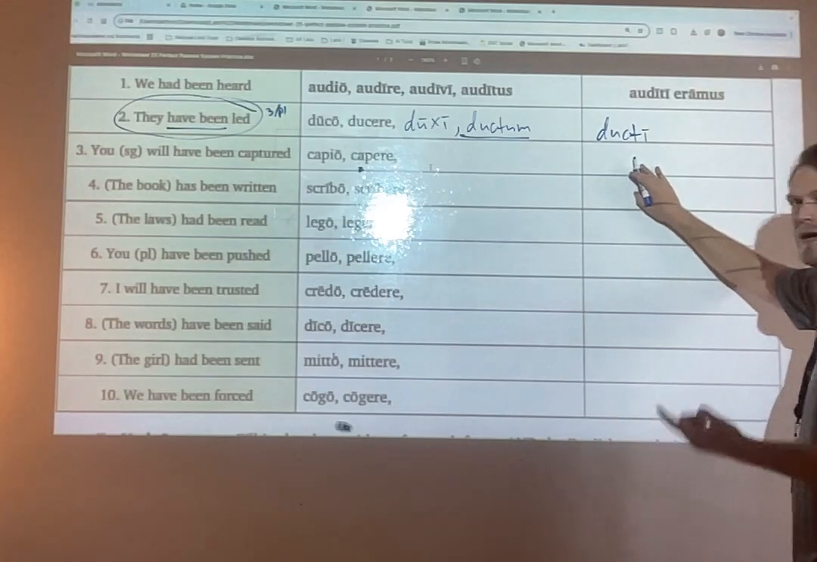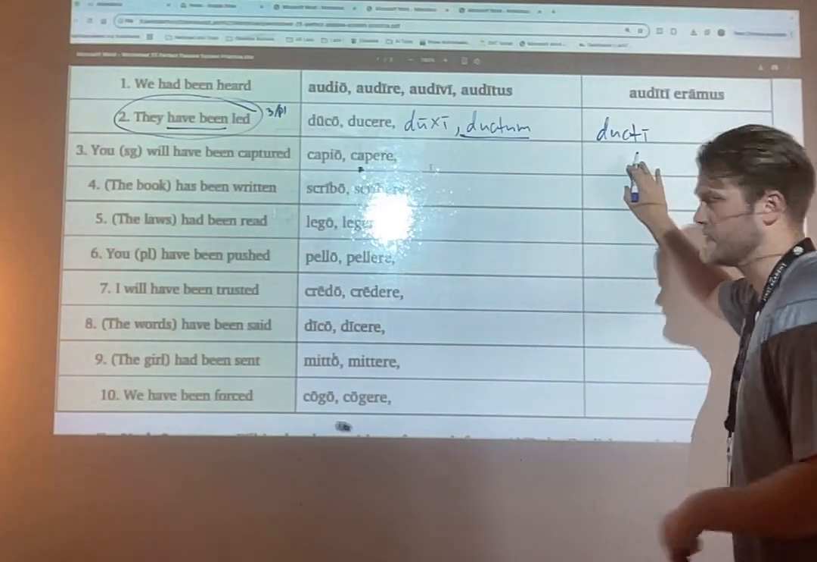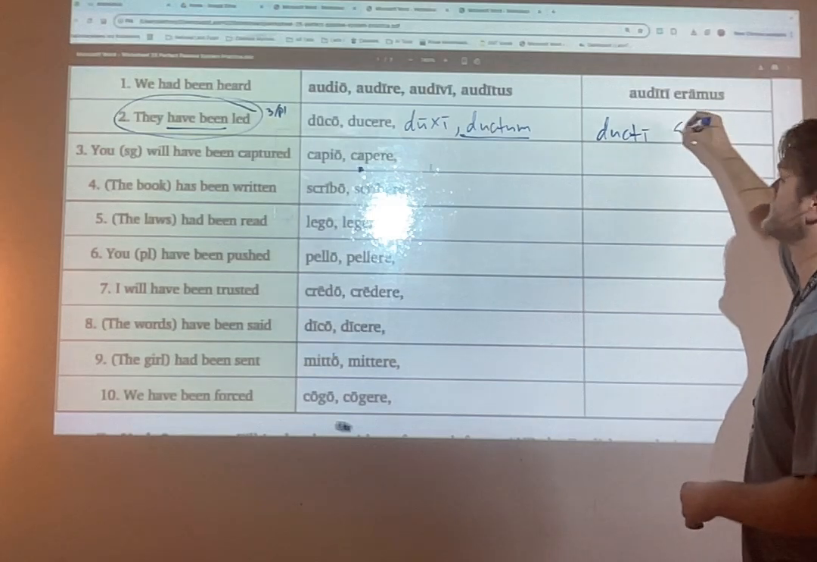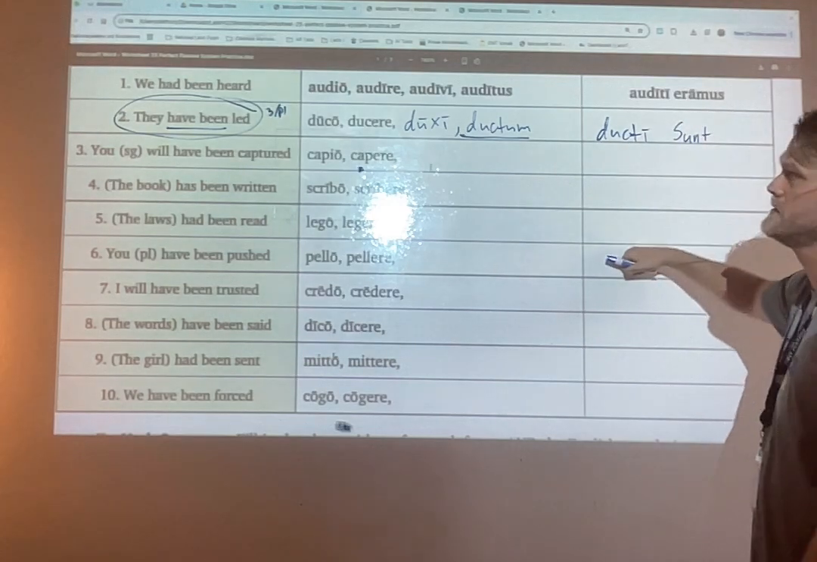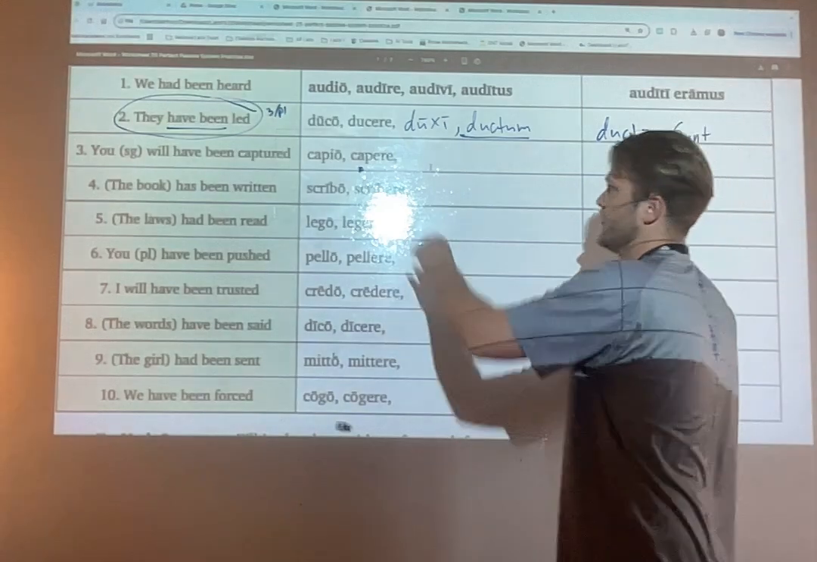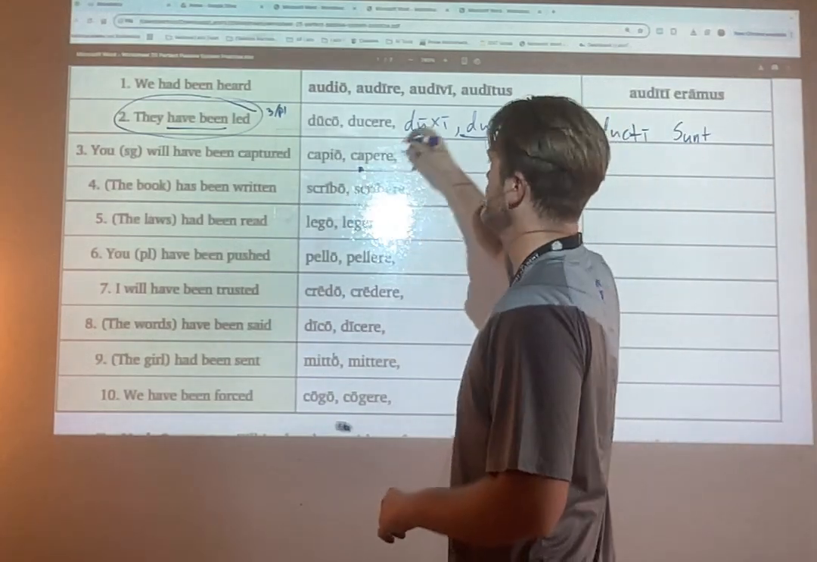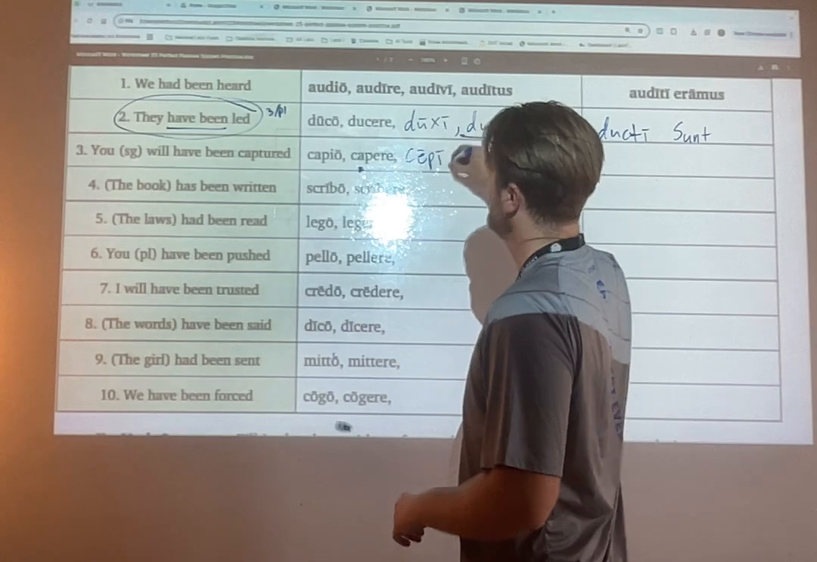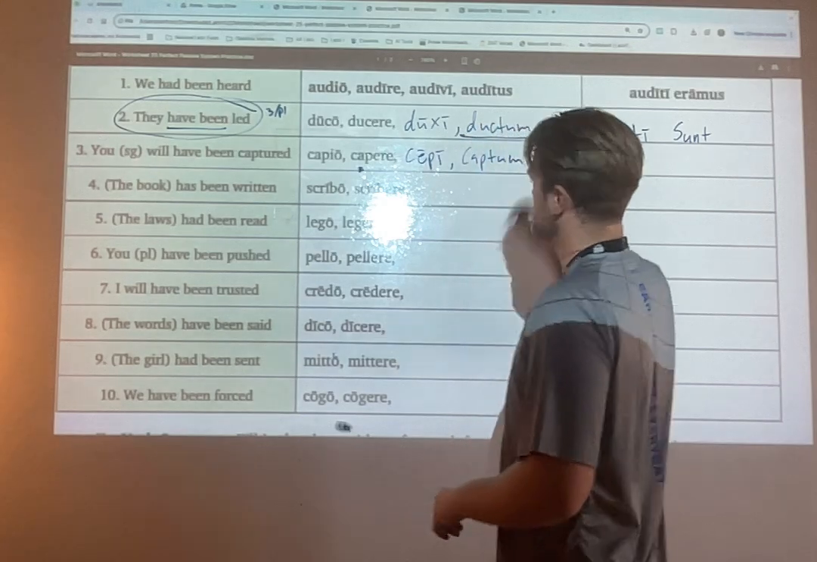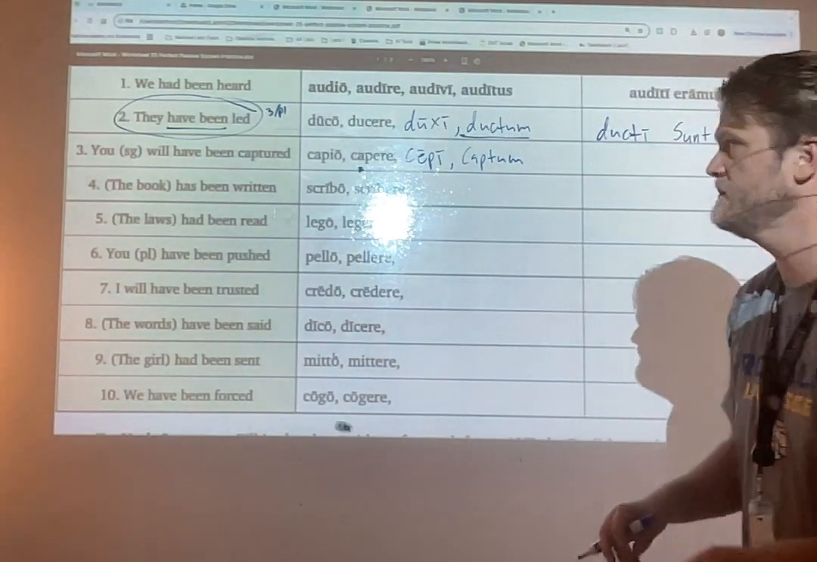And since it's perfect passive, that means it's going to use the present of sum. Third person plural present of sum is sunt. So that's your answer. Number 3, capio, capere, cepi, captum. Those are the other principal parts, cepi, captum.